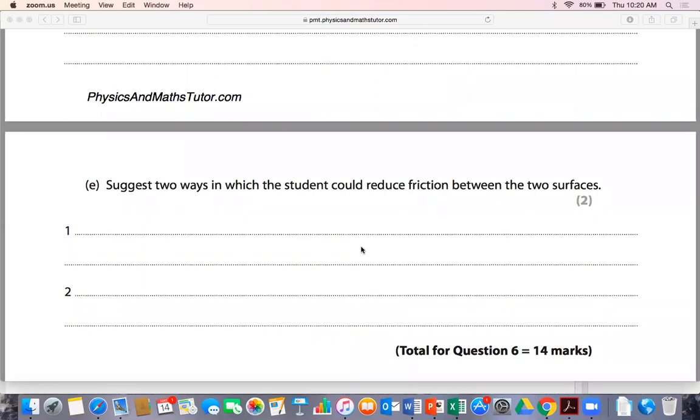Put 4 tires, or you can put some sort of wheel to make it smoother.